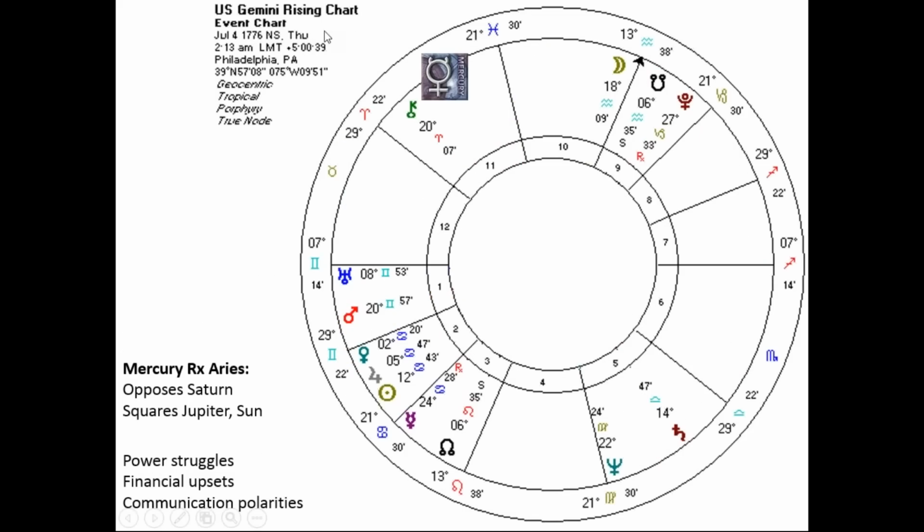I use the Gemini rising chart for July 4th at 2:13 a.m. You can use the Sibley chart for 5:10 p.m. Both charts will have Mercury retrograde in Aries opposing the U.S. Saturn in Libra 3 times, while Mercury in Aries squares both Jupiter and Sun in Cancer 3 times. So this square between Cancer and Libra that exists in the U.S.